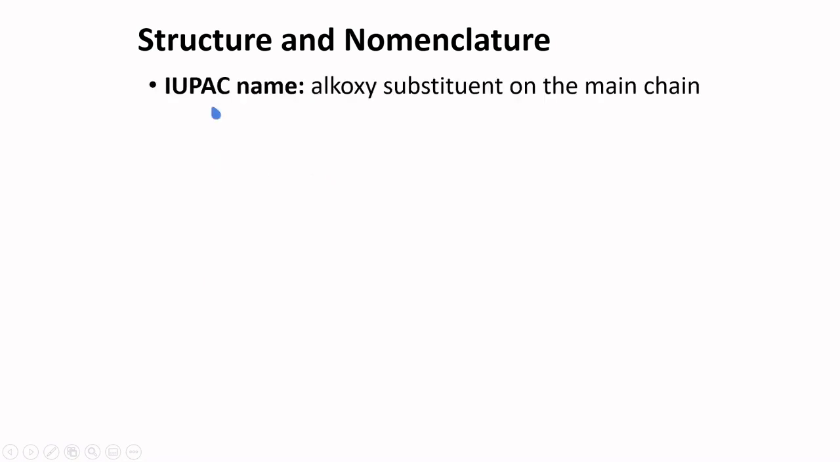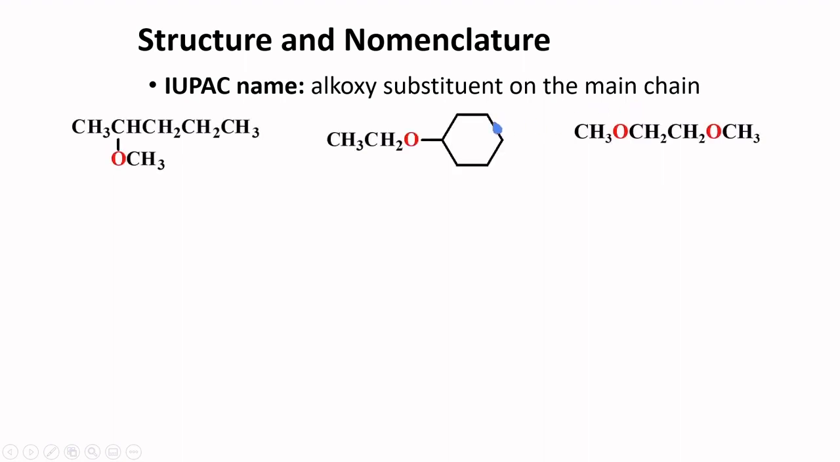In IUPAC, the alkoxy group is taken as a substituent on the main chain. For example, this methoxy group is attached to a 5-carbon chain at carbon 2, and so we can call this as 2-methoxy pentane.